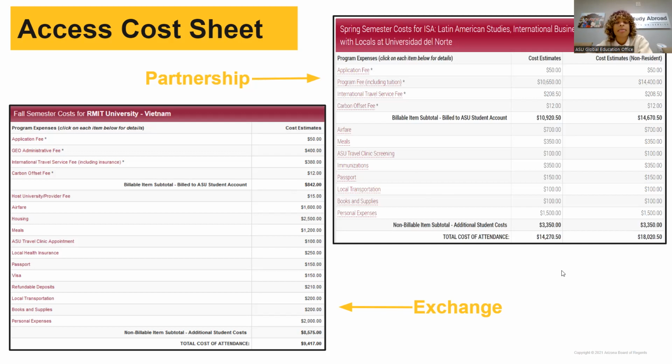Also, partnership programs are typically less expensive for in-state students, so it's usually the best option for in-state students, and exchange programs are usually the best option for out-of-state students. So not that it's impossible to flip-flop that, but that's typically what we see works best for students.